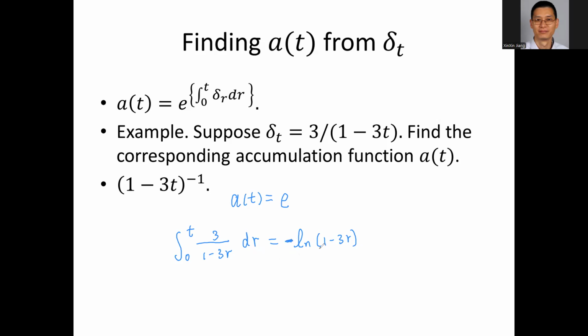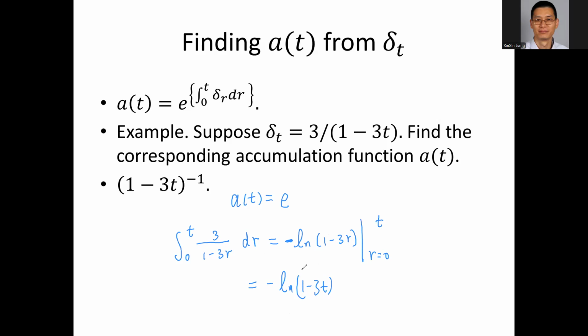I normally just write down and check and correct it. Because log of 1 minus 3r, you differentiate it, and it's pretty easy to see it's 3 over 1 minus 3r with this negative sign. And then you do r from 0 to t, but when r equals 0, you get log 1, which is 0. So I have negative log 1 minus 3t.